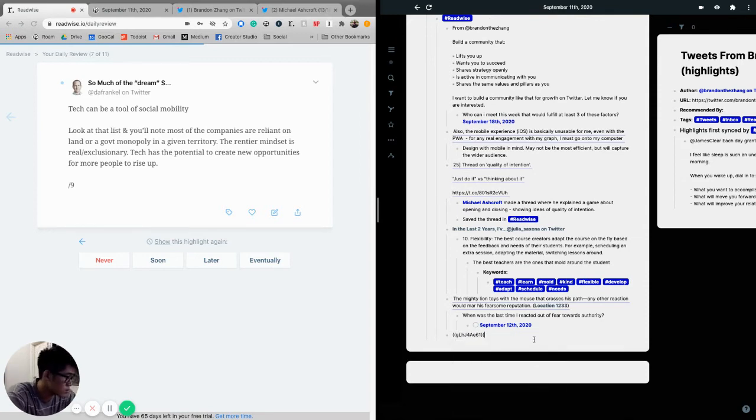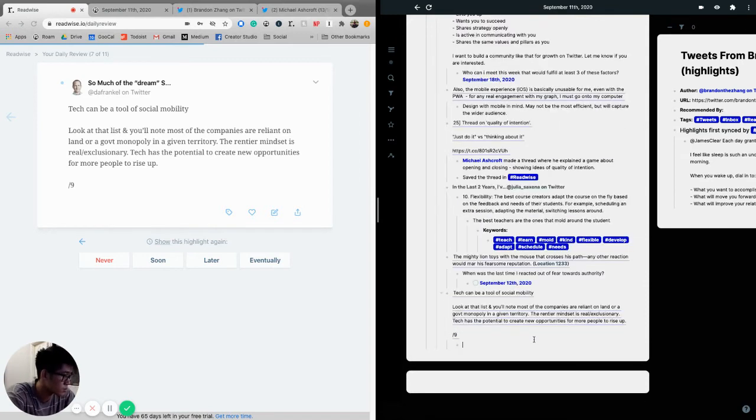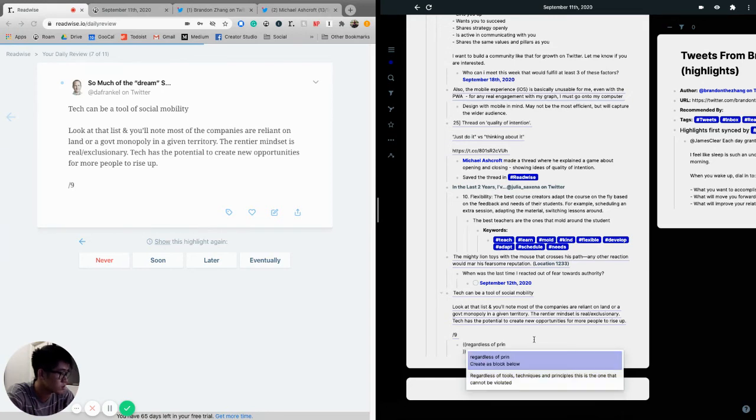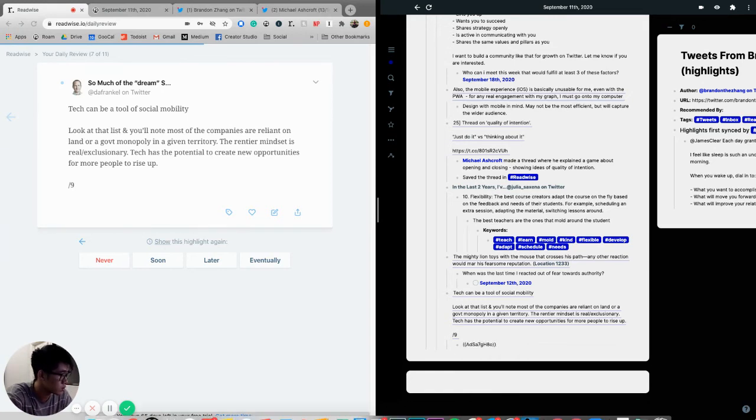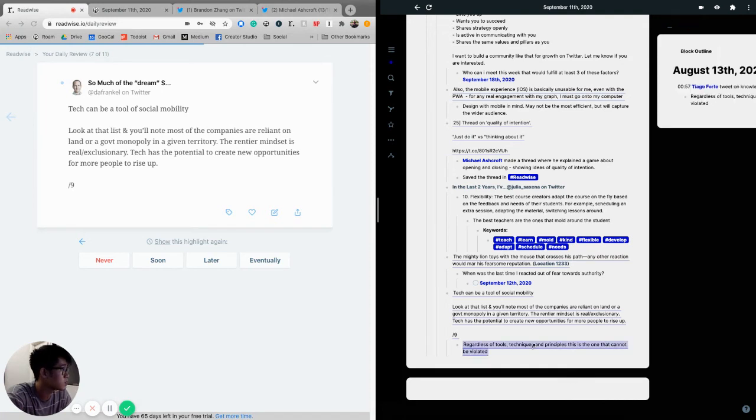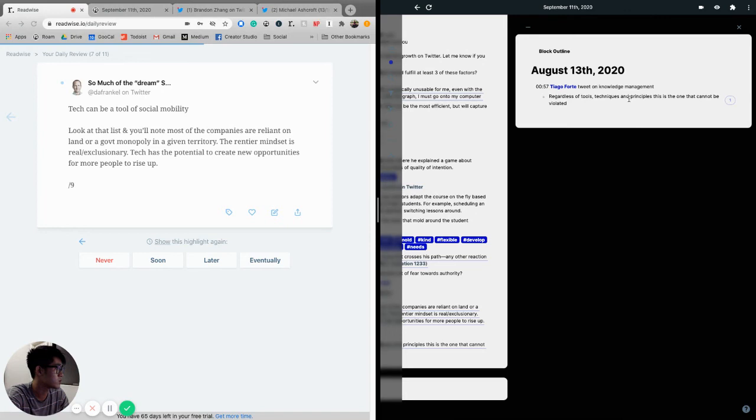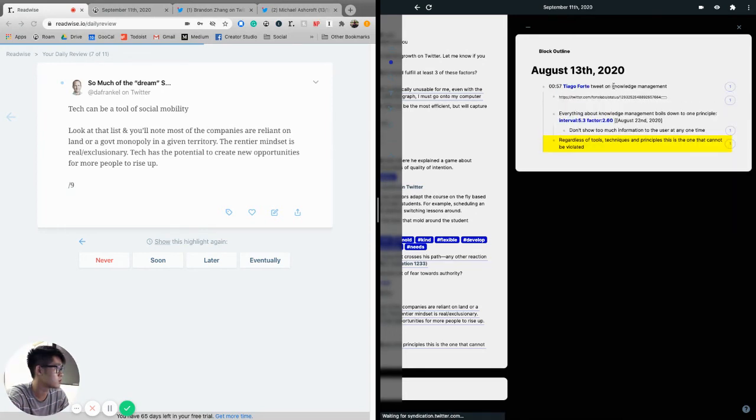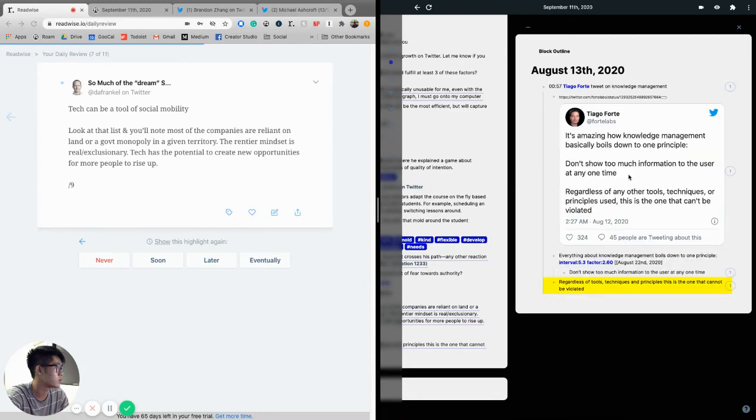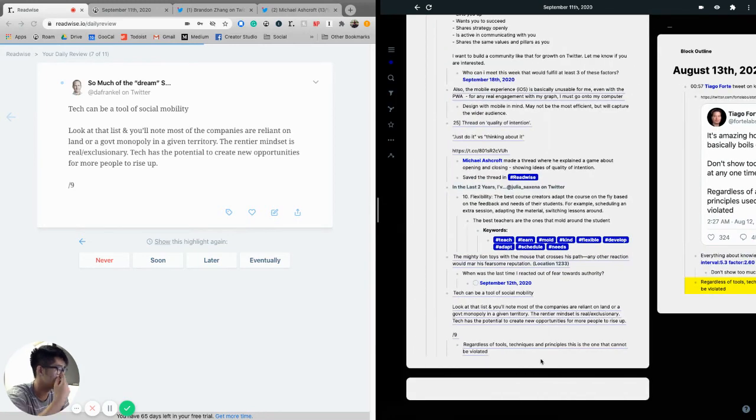Oh, that's interesting. Where did that come from? Regardless of principle. Where did this come from? Sometimes I just go with the keywords, tech can be a tool, and when I see this, regardless of tools, techniques and principles, this is the one that cannot be violated. Oh, basically this idea is don't show too much.